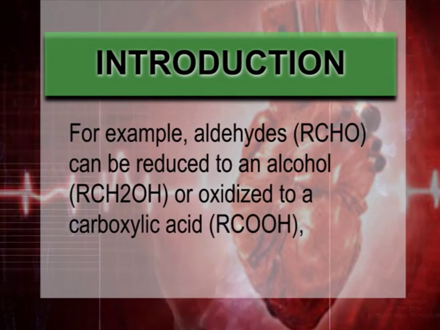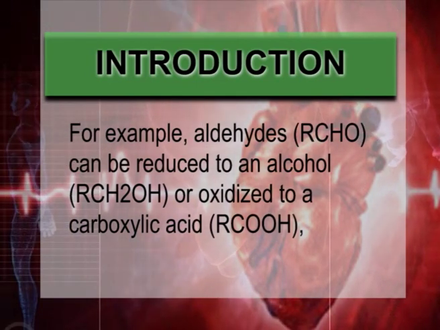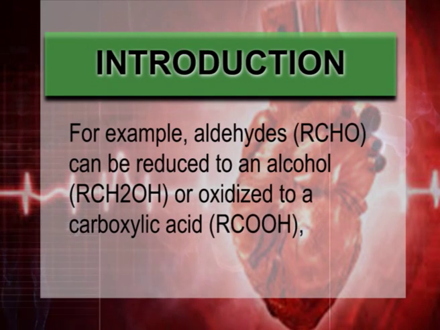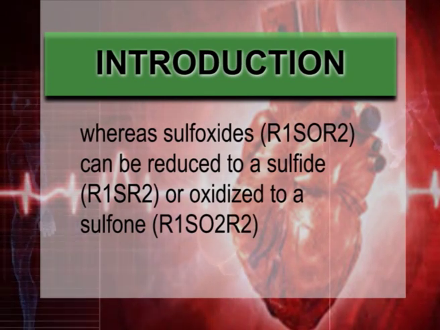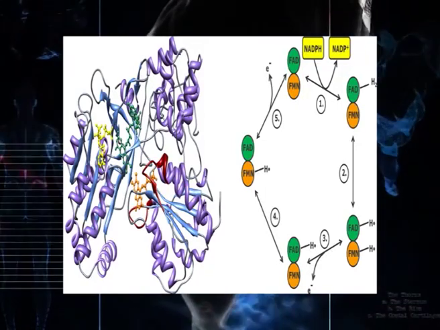Some of these functional groups can be either reduced or oxidized. For example, aldehydes can be reduced to an alcohol or oxidized to a carboxylic acid, whereas sulfoxides can be reduced to a sulfide or oxidized to a sulfone. In the case of halogenated hydrocarbons such as halothane, dehalogenation can proceed by an oxidative or reductive pathway, both of which are catalyzed by the same enzyme, namely cytochrome P450.